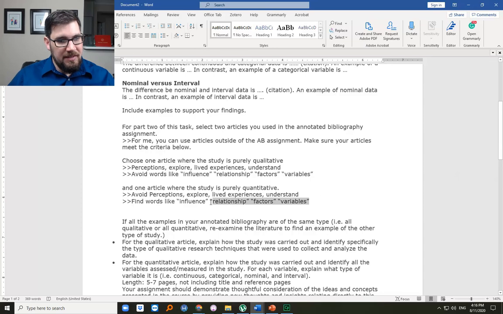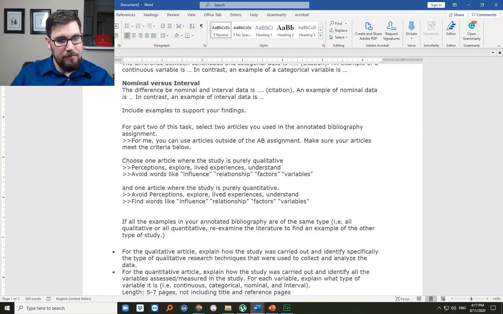So this is indicative, and also obviously look in the article in the methodology section to see if it says quantitative or qualitative. If it says mixed methods, avoid it, because that's not going to work well for this study. If all the examples in your annotated bibliography are of the same type, like they're all qualitative or all quantitative, you need to look into some other literature to at least find one pure qualitative article and one pure quantitative article.